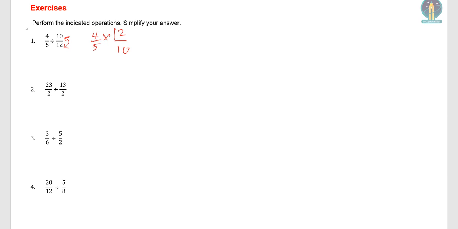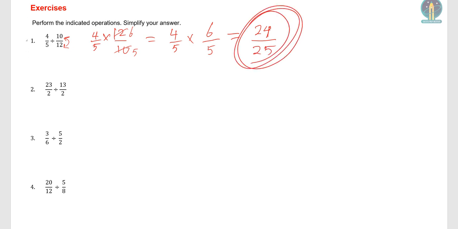What you could also do is simplify this further. So start dividing by 2. Both of them are divisible by 2. So 10 divided by 2 is 5. 12 divided by 2 is 6. And 6/5 cannot be simplified further. So we have 4/5 times 6/5. So 4 times 6 is 24. And 5 times 5 is 25. And this is our final answer.